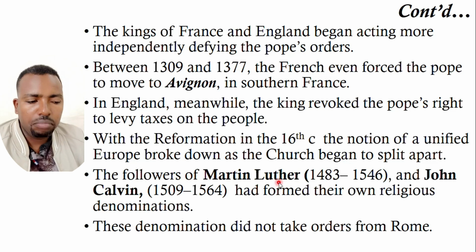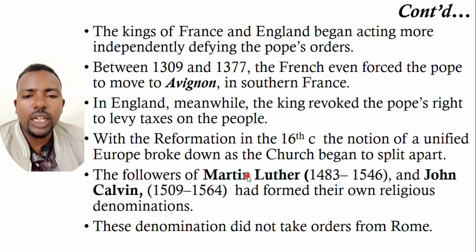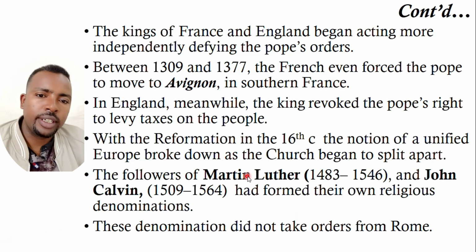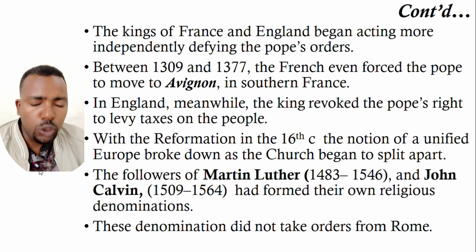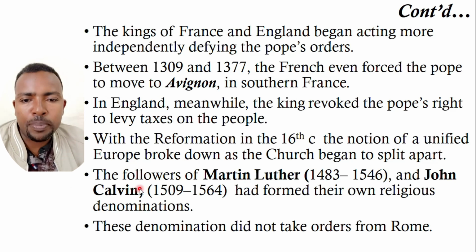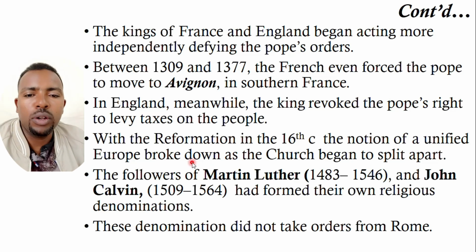The followers of Martin Luther and John Calvin, as you know, Martin Luther was the one who started protest against the Roman Catholic Church, having the motto of justification by faith. So he opposed the authority of the Roman Catholic Church and founded the Protestant religion. And John Calvin was another person who split Catholicism into two, and he had his followers called Calvinists. Martin Luther's followers were Protestants.